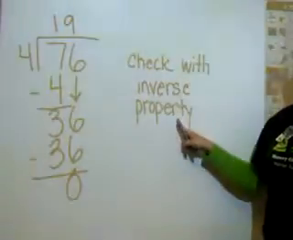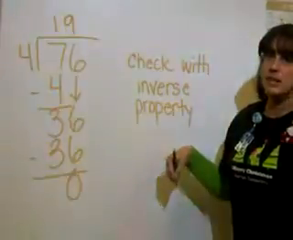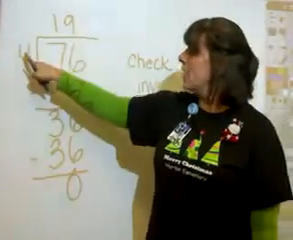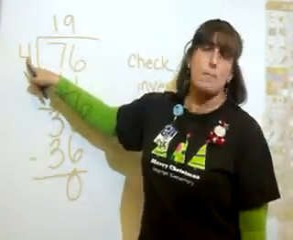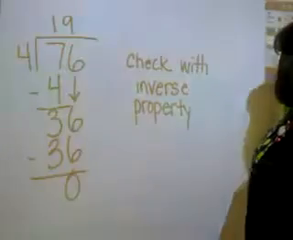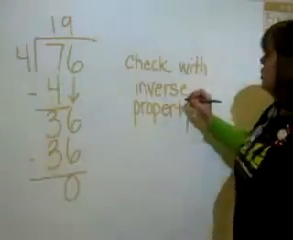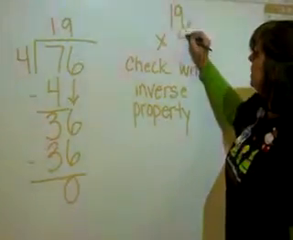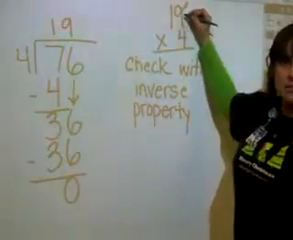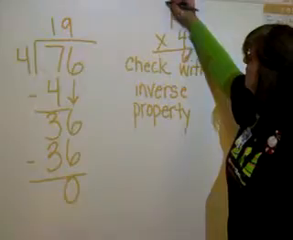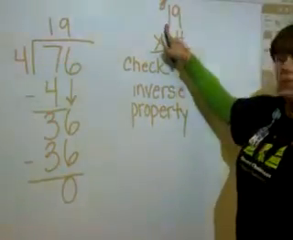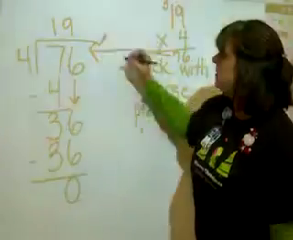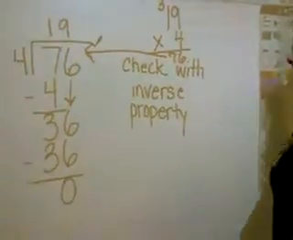We can check with the inverse property. Remember, the inverse property of division is multiplication. So let's take our 19, our quotient, and multiply it by the divisor of 4. Sorry about that. 19 times 4. 4 times 9 is 36. Regroup. 4 times 1 is 4, plus 3 more is 7. Does it check out? Yes, it does. So we did a good job.